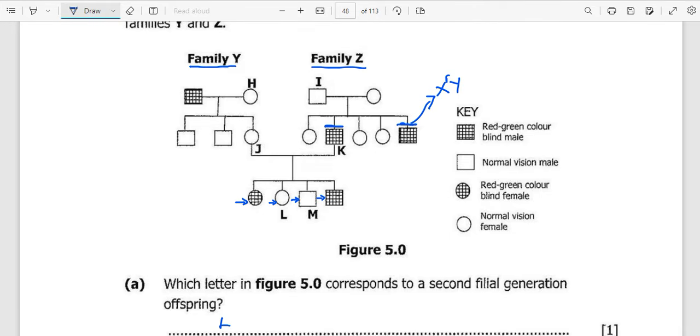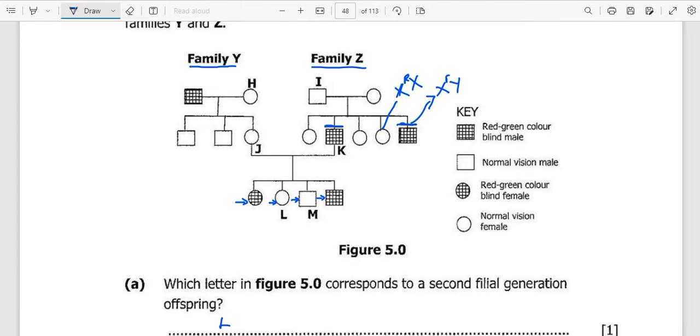And then here we have a female who is normal. We may not know if the female was a carrier, but we are going to determine that.